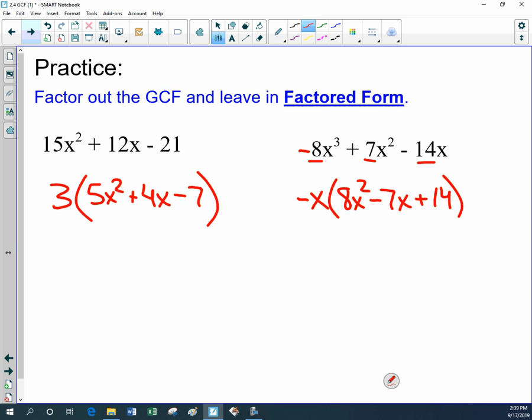Okay, and that's our first lesson of this unit. So unit 2, day 4, and greatest common factors.